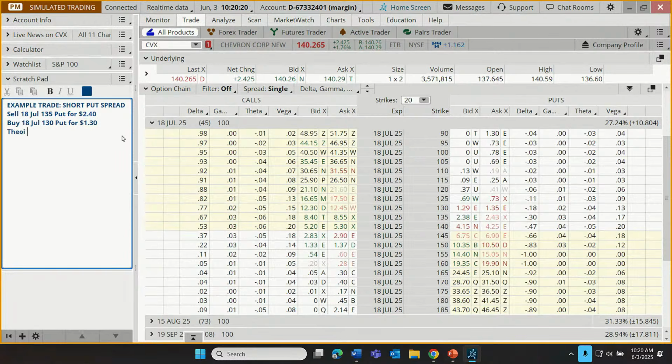How much is the theoretical max loss on this trade? Well, if we have to buy shares at 135 and we sell them for 130, that would be a $5 loss, except we did upfront collect a net $1.10 setting this trade up. So that's a little bit of a consolation prize here. It will leave us with $3.90 that could be lost as our theoretical maximum loss. The maximum gain here is just the net credit received.